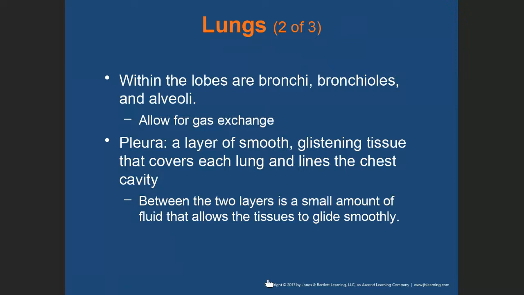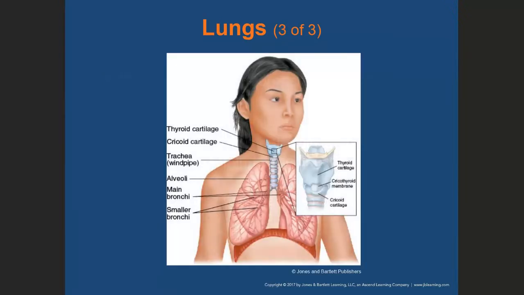So you have the visceral pleura. The term visceral means organ, so the visceral pleura is directly attached to the lung tissue. The parietal pleura is attached to the outer portion of the thoracic cavity. And then the pleural fluid is in the middle. Right, and this is a nice diagram showing where the thyroid cartilage would be, where the cricothyroid membrane is, and the cricoid cartilage.